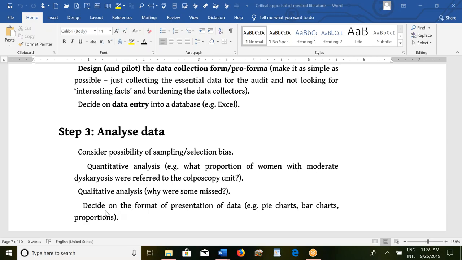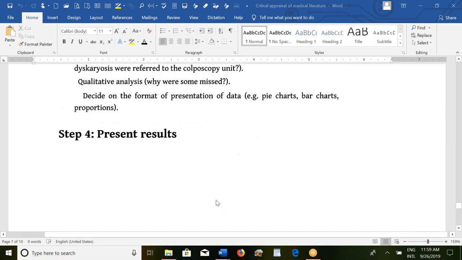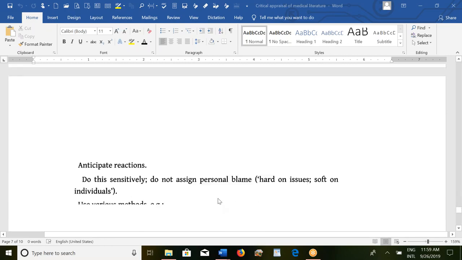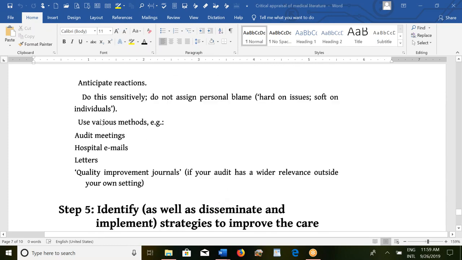So you have to decide on the format of presentation of the data: you will make a pie chart, a bar chart, or some proportions. Then you need to present the results. Anticipate reactions and do this sensitively. Do not assign personal blame. Be hard on issues, soft on individuals. You should not blame anyone. Use various methods like audit meetings, hospital emails, letters, and quality improvement journals, because you are telling everyone about the changes.